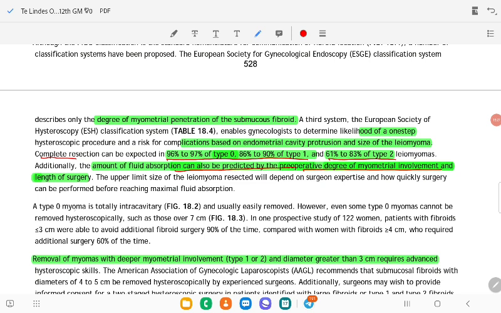Type 0, already told, is a myoma that is totally intracavitary, and it is usually easily removed. Even so, some type 0 myomas cannot be removed hysteroscopically, such as those more than 7 centimeters. Those up to 3 centimeters can be removed in a single surgery 90% of the time, and 4 centimeters about 60% of the time.